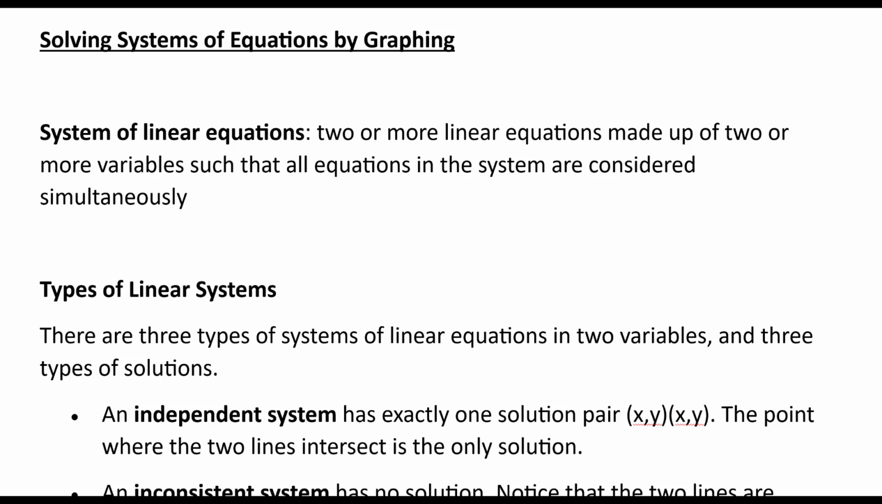That's two or more linear equations made up of two or more variables, such that all the equations in the system are considered simultaneously. And the idea in this section, we're talking about two equations, two unknowns. So you might have something like 2x plus 3y equals 8, 4x minus 5y equals 7. And I just made that up randomly. But that's two equations, two unknowns.